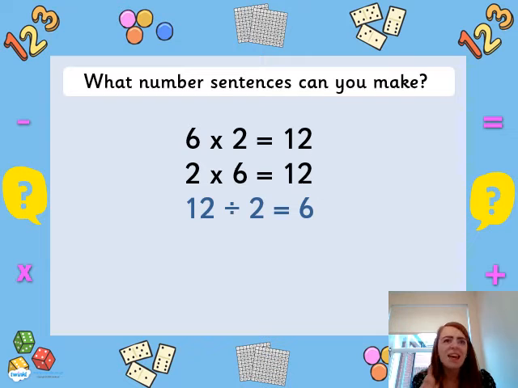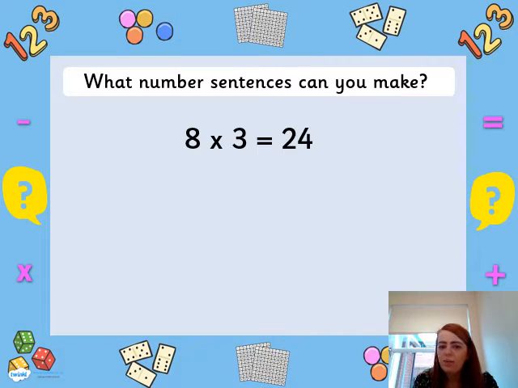Now, in my next division, I need to make sure the biggest number comes first again. But remember, I can swap around those 2 smaller numbers. So I know it's going to start with 12. I've already divided by 2. So I'm going to divide by 6 this time. And my answer is 2.